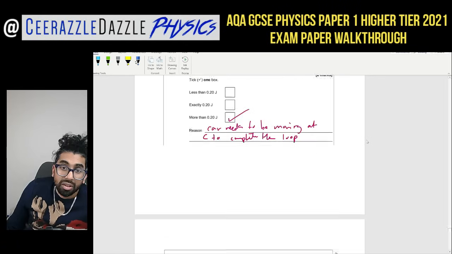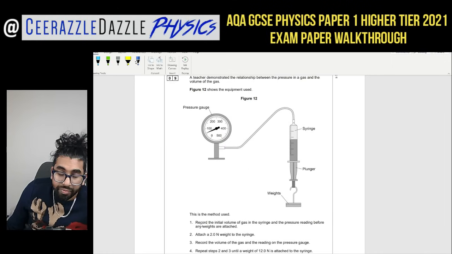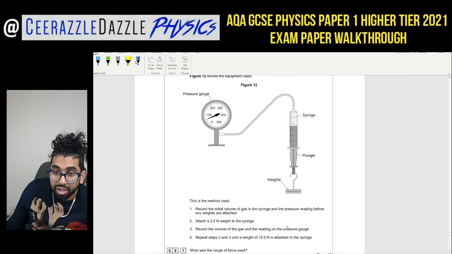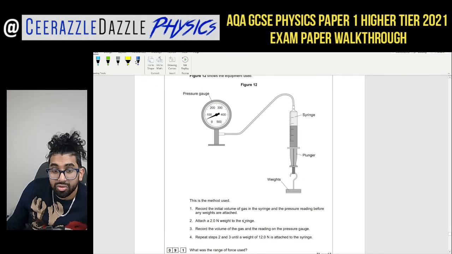Very good. Okay, so next one, let's go for 9. A teacher demonstrated the relationship between the pressure in a gas and the volume of a gas. This is the method used. Record the initial volume of the gas in a syringe and the pressure reading before any weights are attached. Add 2 newton weight to the syringe. Record the volume of the gas and the reading on the pressure gauge. Repeat from steps 2 to 3 until a weight of 12 newtons is attached to the syringe.